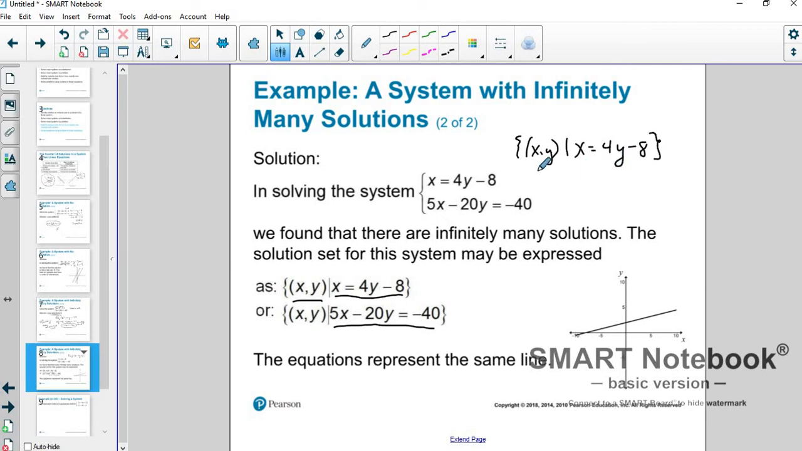That's how you write that. And that's how you read that: all the points that lie on this line, because they're the same line. Okay? And that's the way you need to write your answer in set builder notation.